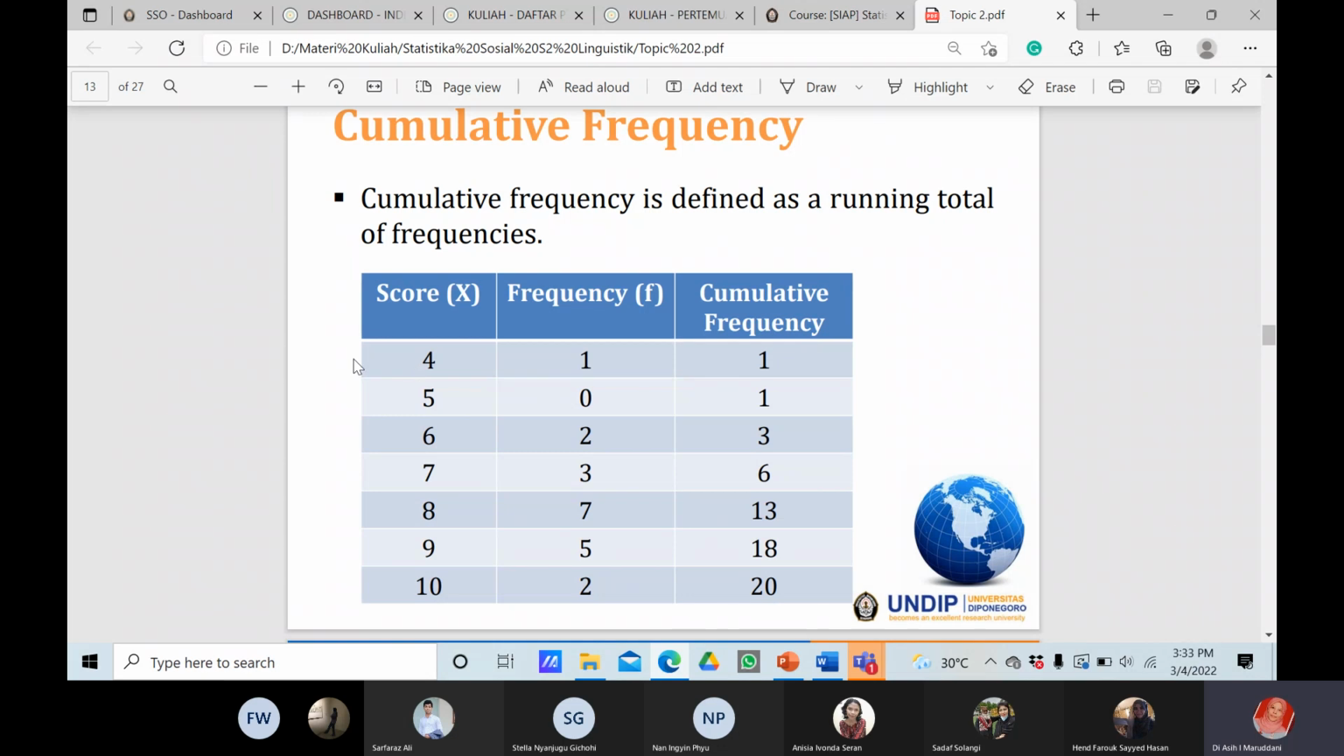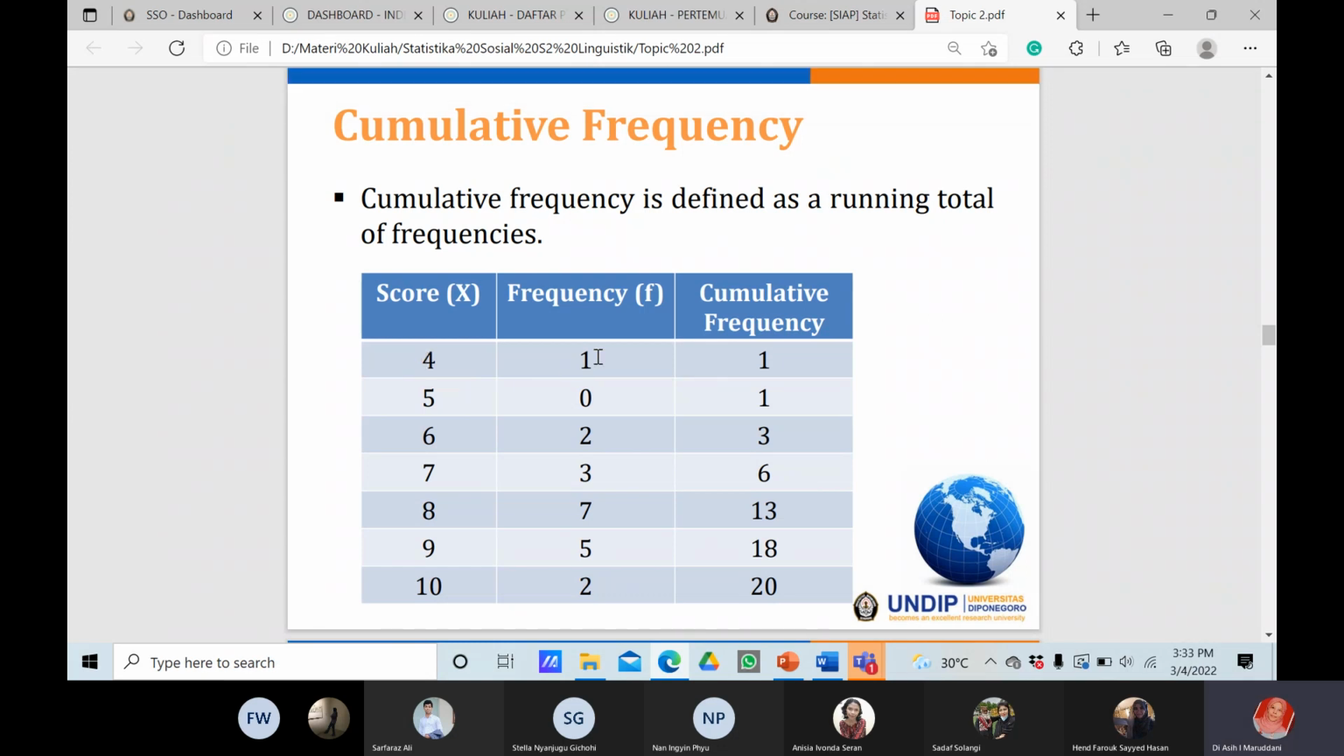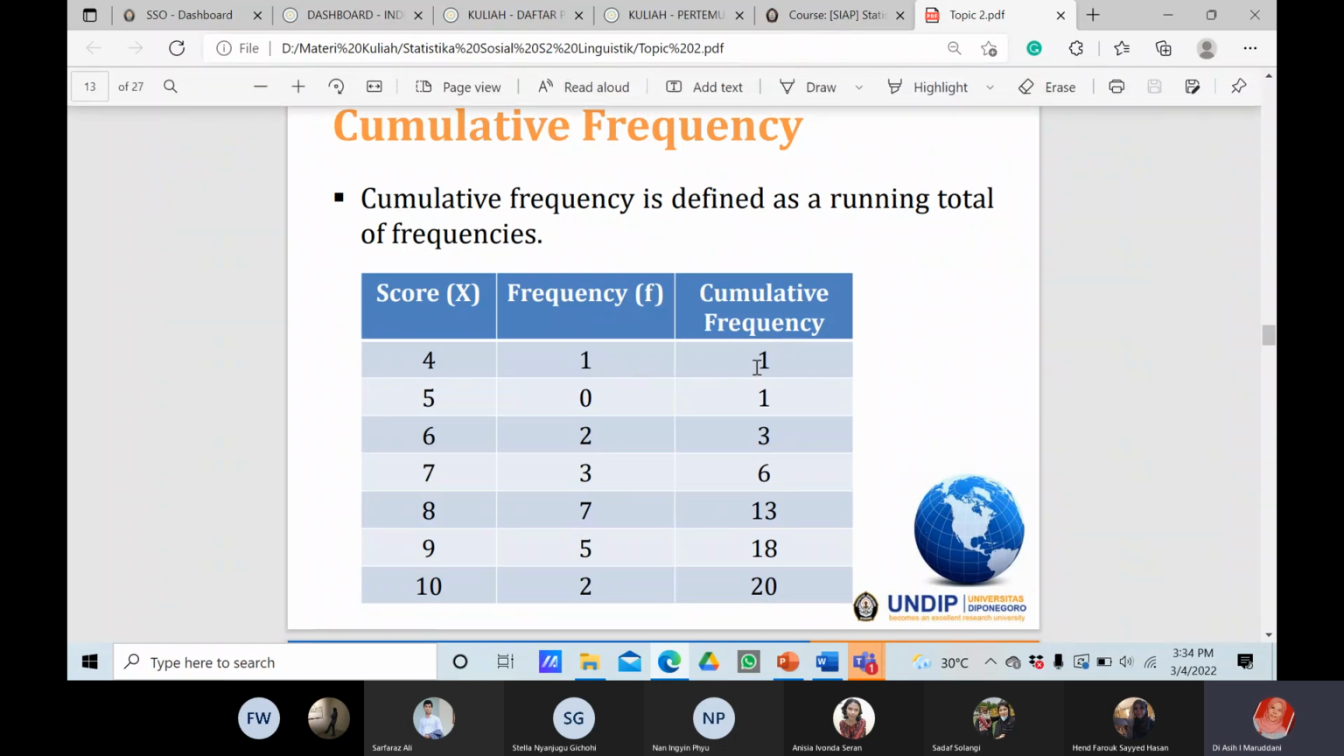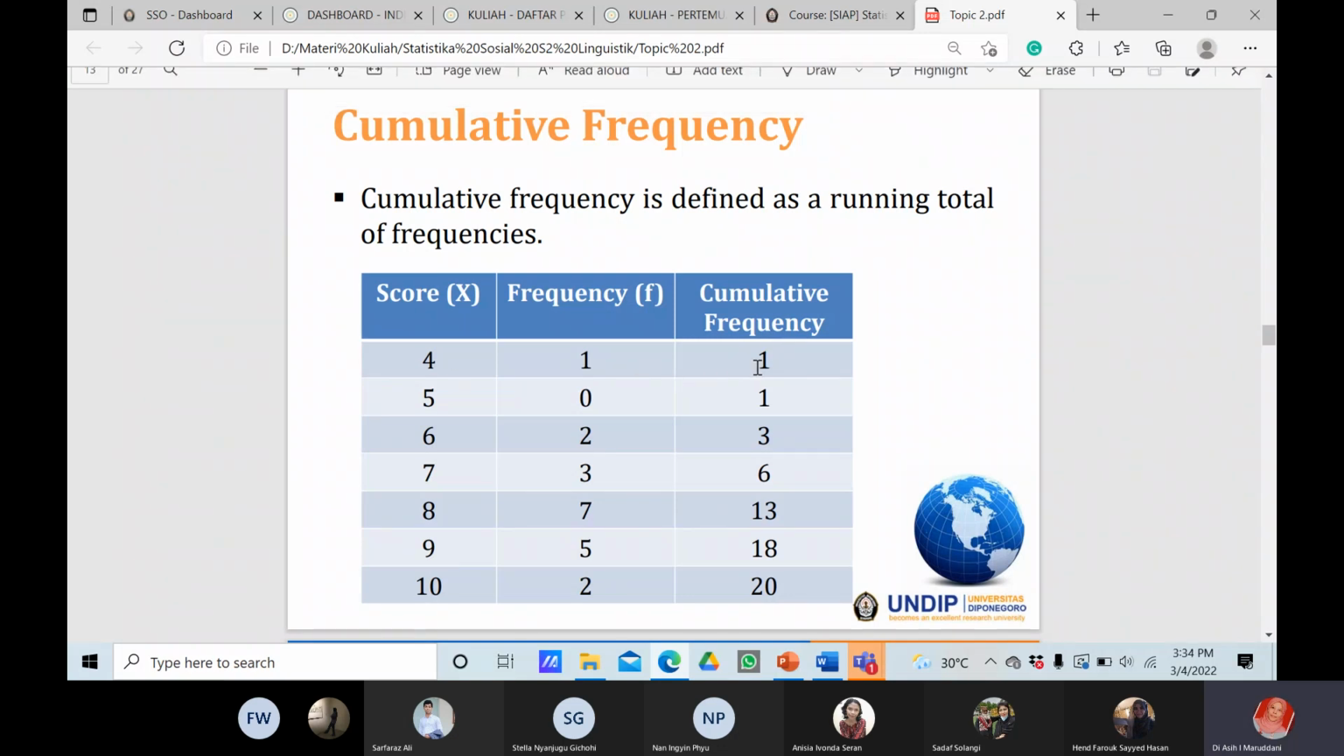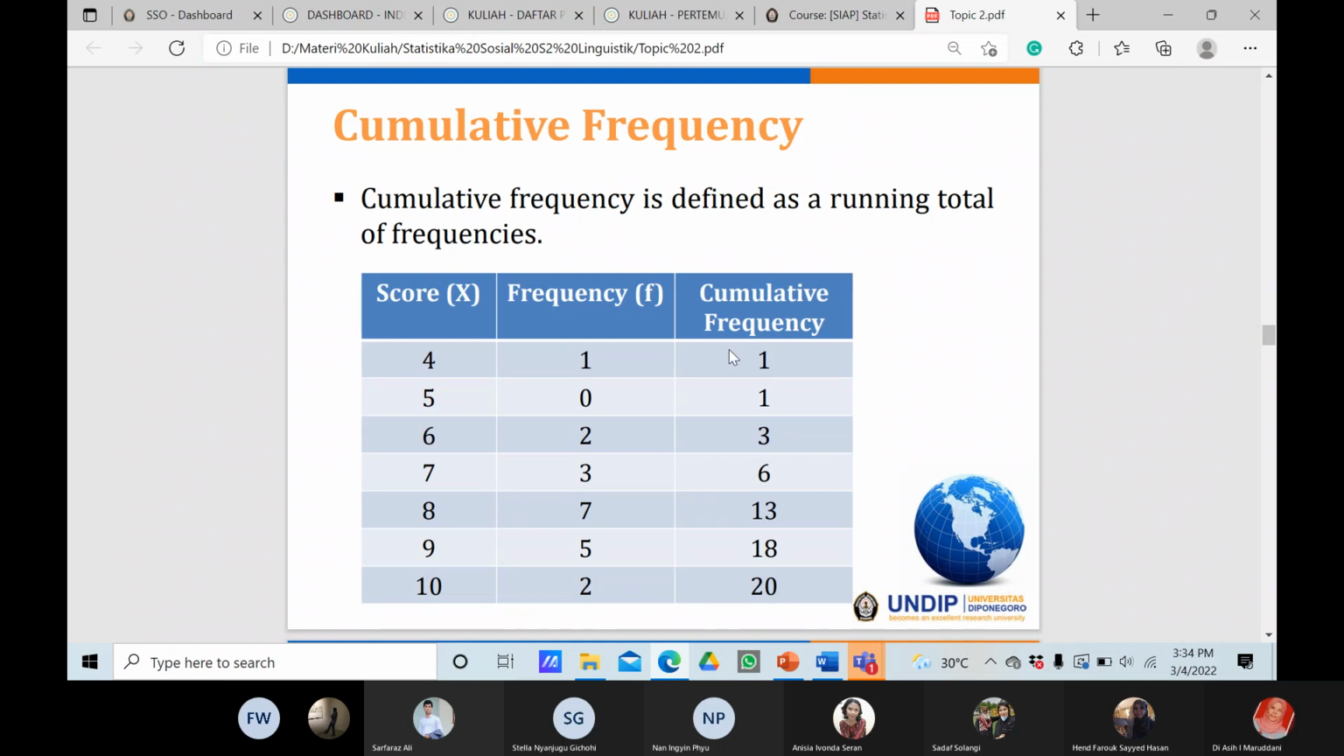You have to see that in the first row, the student who got score 4 is just one student, and we say that only one student got less than or equal to 4. You can write that in this cell.